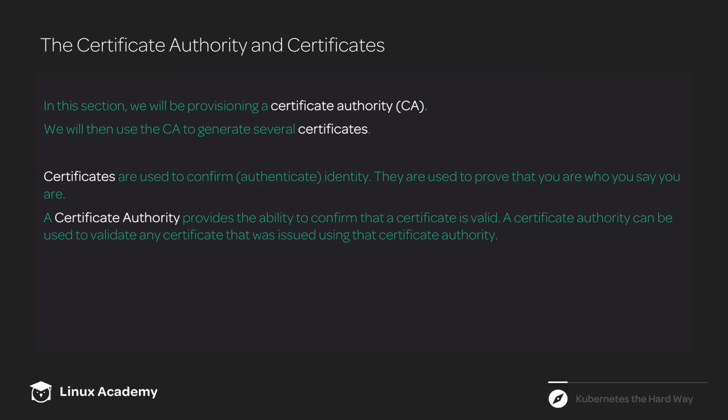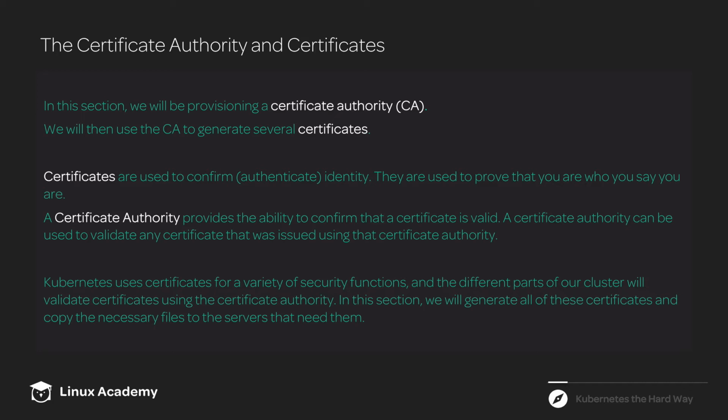So if I'm a user or a program, some kind of service, and I have a particular certificate authority that I trust, I can use that certificate authority to validate any other certificate that was generated from that authority. So that's how we're going to do some of the security features within our Kubernetes cluster, is using a certificate authority and a series of certificates.